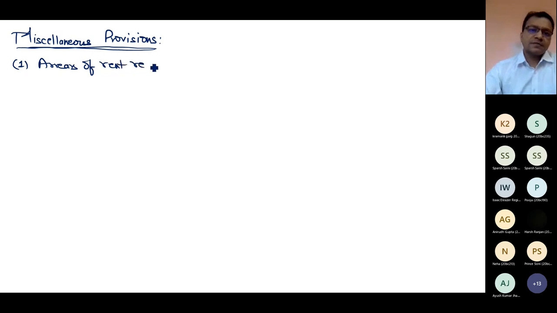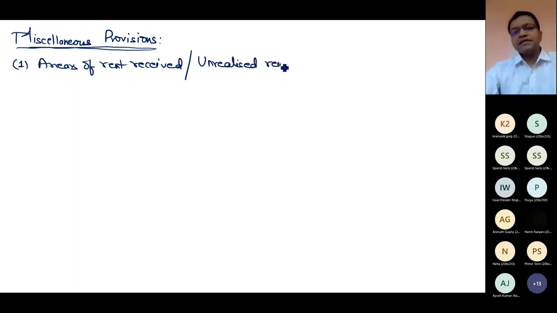So the miscellaneous provisions are: first, section 25A. What is the treatment of arrears of rent received or unrealized rent recovered? Unrealized rent is rent which the tenant has refused to pay, but maybe I have gone to court and the court ruling came in my favor and the tenant paid me that unrealized rent. So how do you tax it when it is recovered?